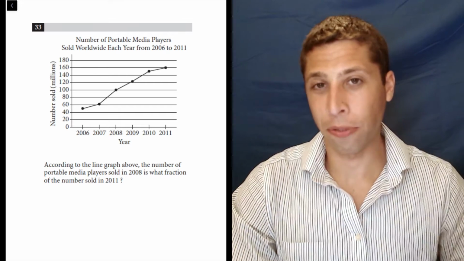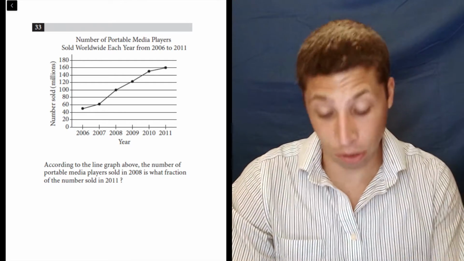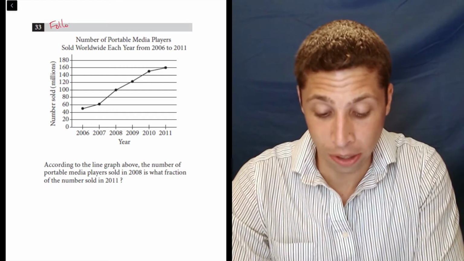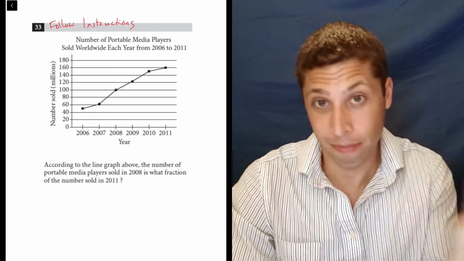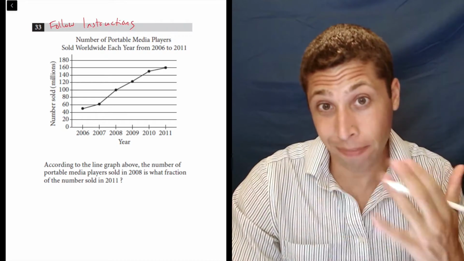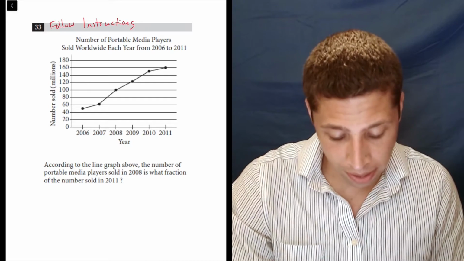I think I said this for the first question in this section: when we have graphs in the SAT, we just really need to follow instructions and take it a little slower and make sure that we don't lose any points unnecessarily. These are pretty simple. They're not really trying to do complicated math with most graphs. So what do they say?